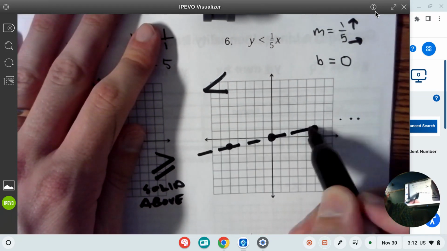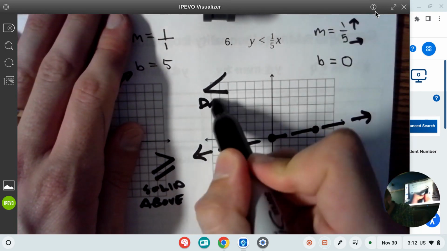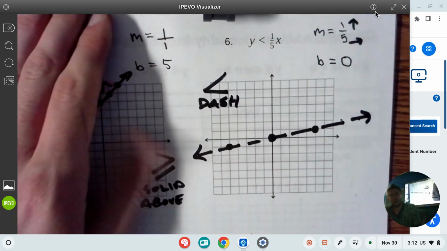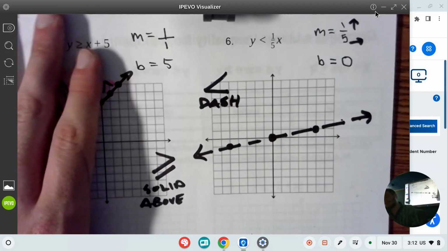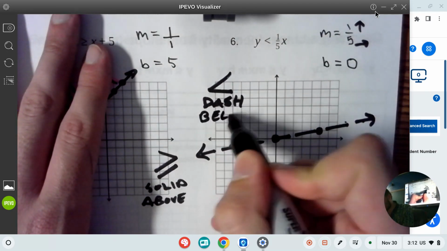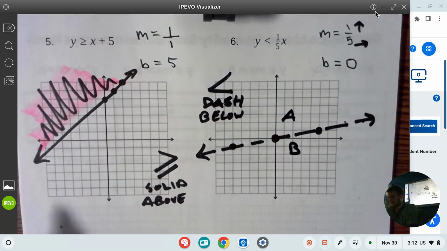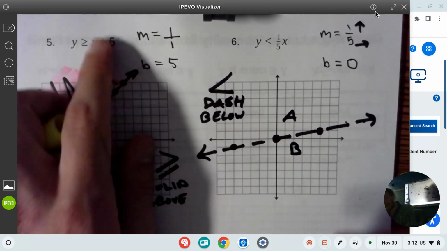So, we're going to make a dashed line. Dash line. There you go. Dash line. Leaving some gaps. This is a dash line. Are we supposed to be coloring above or below for this symbol? Below. This is a below. What do you think? Is that side A or is that side B? Side B is below.